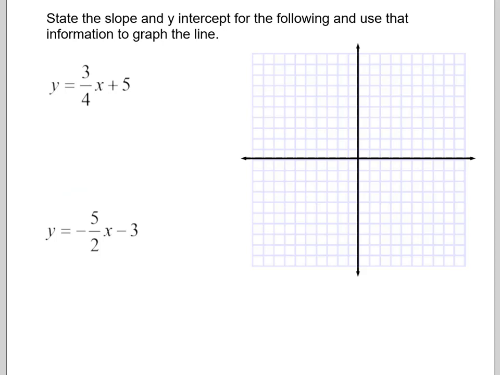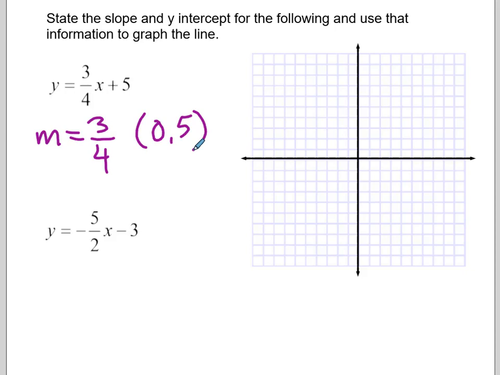Okay, so here's how we're going to use it. State the slope and y-intercept for the following and use that information to graph the line. Now, this is where we can get away from ever using tables of values again, because let's face it, trying to set up a table of values with this 3 over 4 as the multiplier starts to lead to a lot of fraction creation. And we can do this if we just go up by multiples of 4, but there's an easier way. So if you write down the slope is 3 over 4 and the y-intercept is (0, 5), you get those two pieces of information on the page, I give you marks.